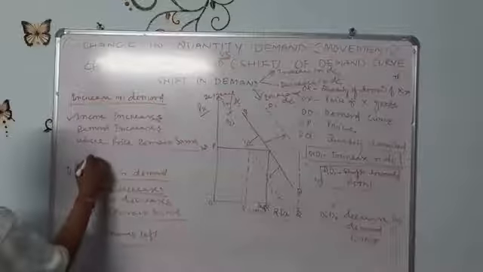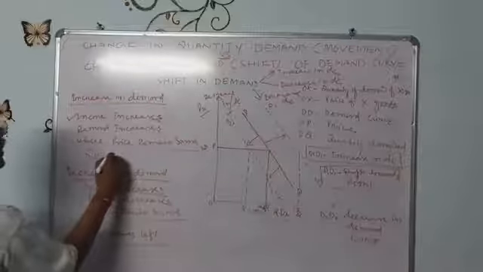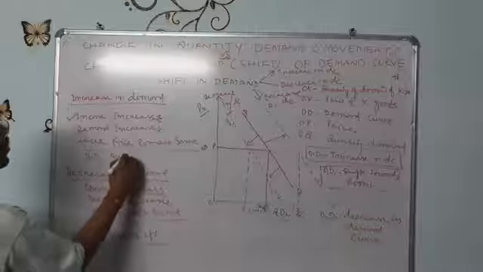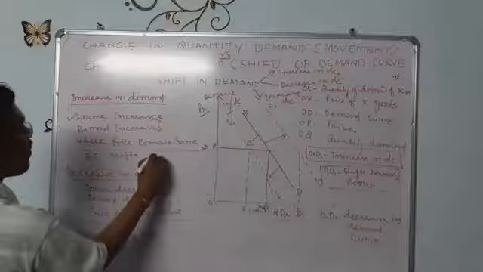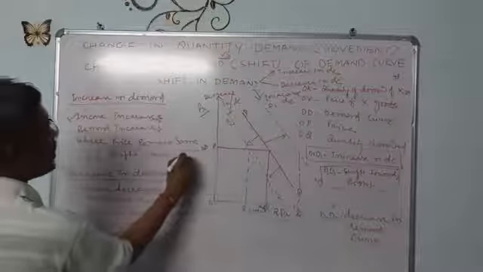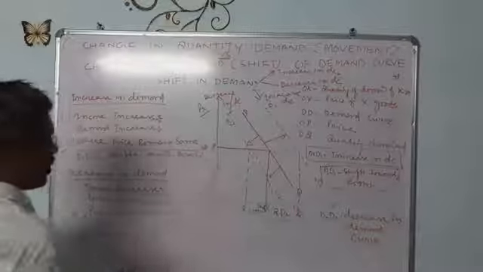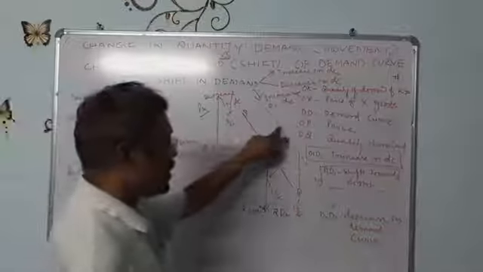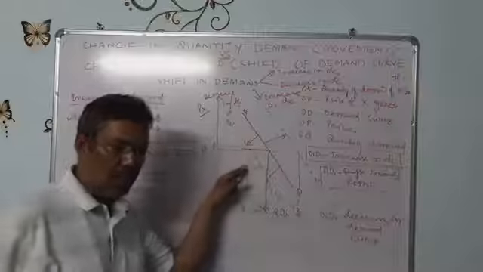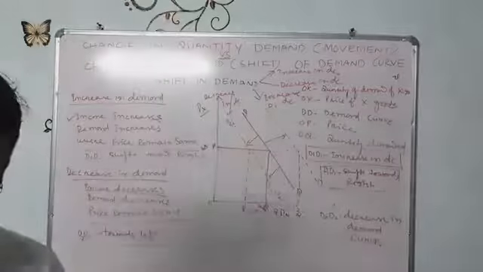Now, here is D1. Increase in demand curve shifts towards the right. This increase in demand shifts towards the right, and this decrease in demand shifts towards the left.